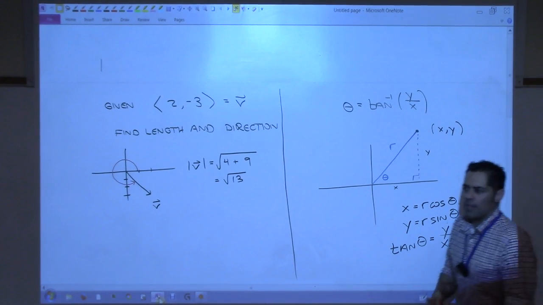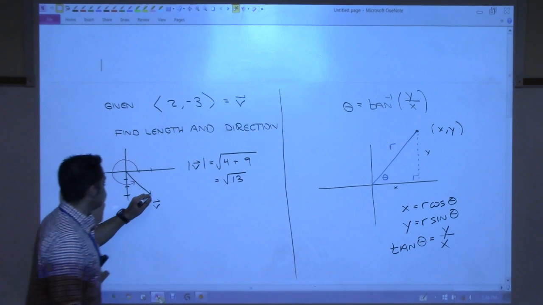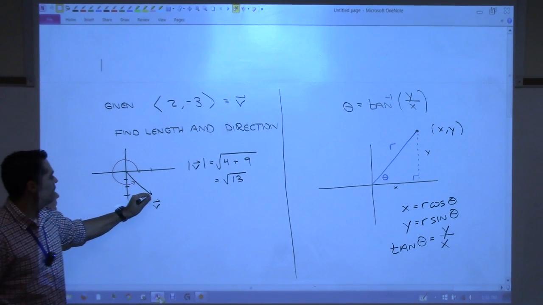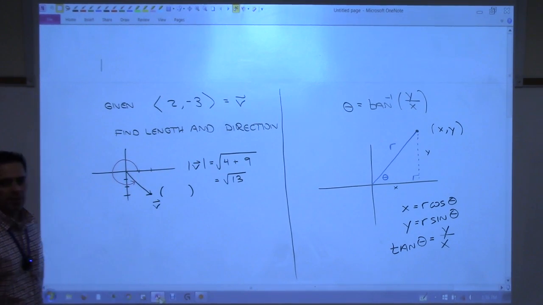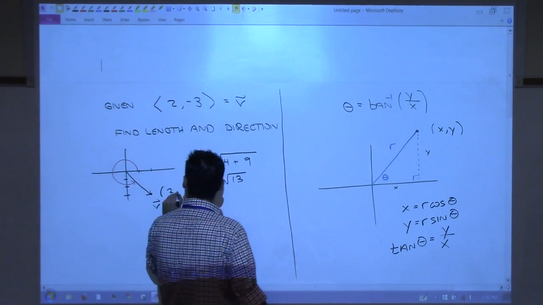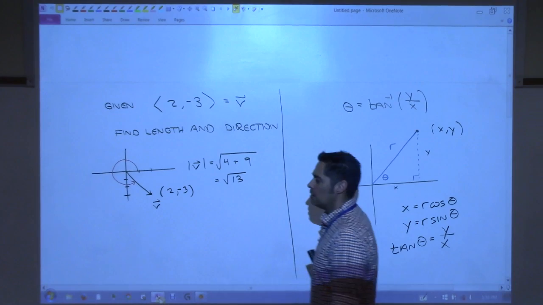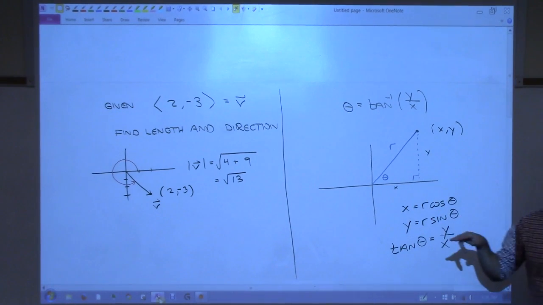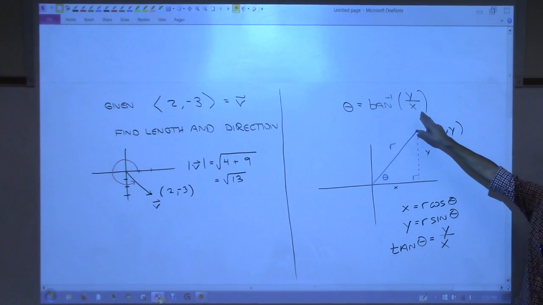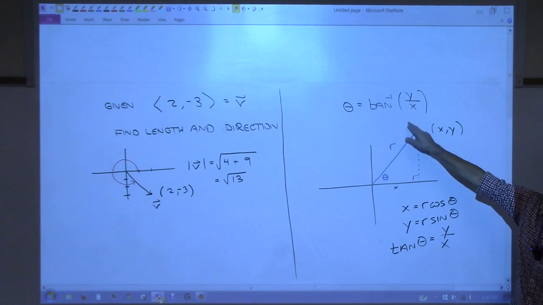We're going to kind of cheat, and that's what we're going to do over here. We're going to act like we have a point here, not a vector, a point. What would that point be in two-dimensional space? It'd be (2, -3) as a point, not a vector. And that's like the x and the y. And then we just plug in right here. Okay? So everyone go ahead and do that.